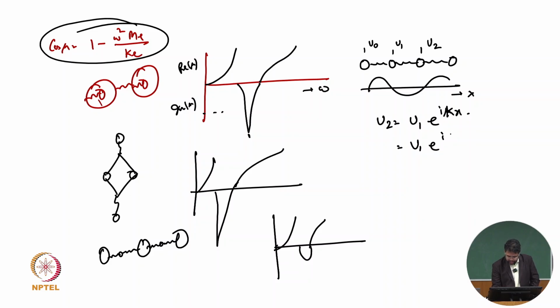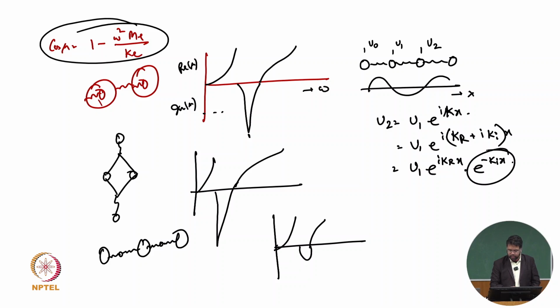So once this real part, that is kr plus i into ki, into x. This way this thing is coming. So u1 e to the power of i kr x into e to the power of minus ki into x. So what is this? E to the power of minus ki into x is nothing but the decay in the space. Now once that ki is increased, that means what? Your decay will be faster.